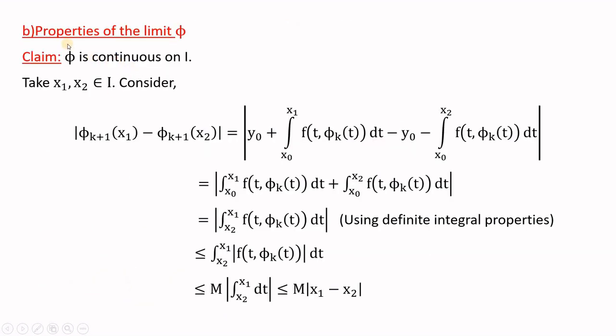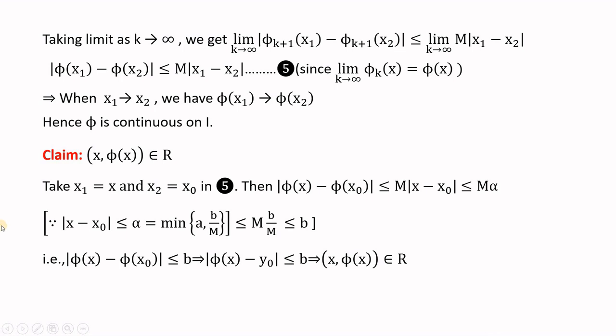Now we are going to see the properties of the limit phi. First we are going to prove that phi is continuous. For that we are considering modulus of phi k plus 1 of x1 minus phi k plus 1 of x2, and then applying the limit, the modulus of integral will be less than or equal to integral of modulus, and this function is bounded by capital M. Applying the limit, I will get this. So if x1 tends to x0, then this value tends to this, therefore my function phi is continuous.